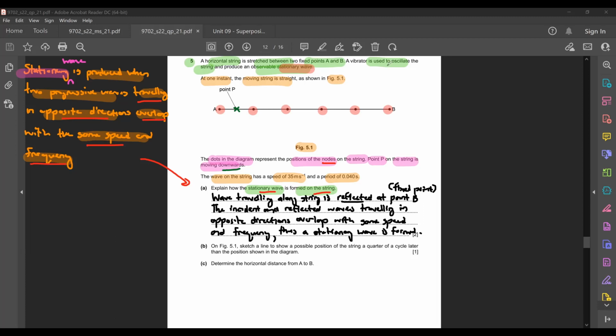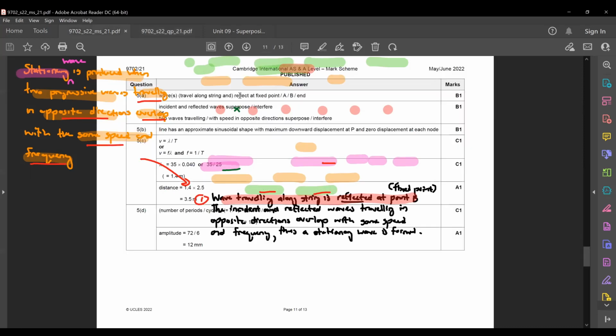Okay, so some of the key points here will be using specific to the diagram, specific to the question. Wave traveling along the string is reflected at point B, or is reflected at fixed point B. This one will be 1 mark here. Okay, it's actually indicated in your marking scheme. Your wave traveling along the string is reflected at fixed point at A or at B or at the end there. And then after that, they mentioned that the incident and reflected waves superpose and interfere, and the two waves traveling with speed in opposite directions superpose or interfere to give you your stationary wave.